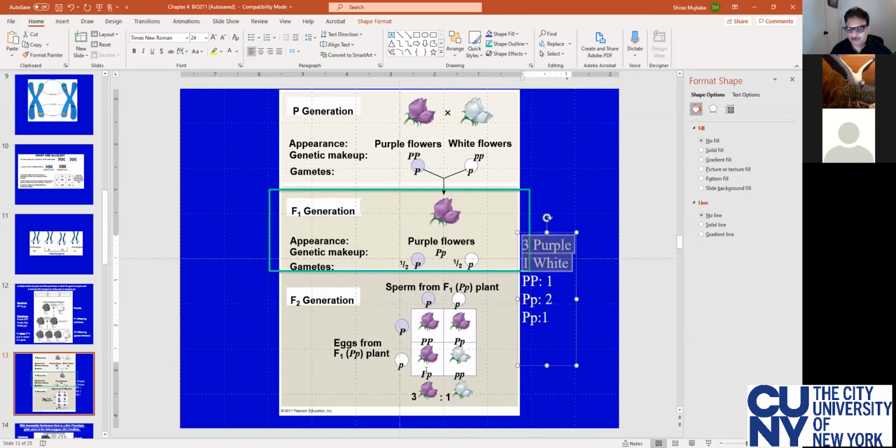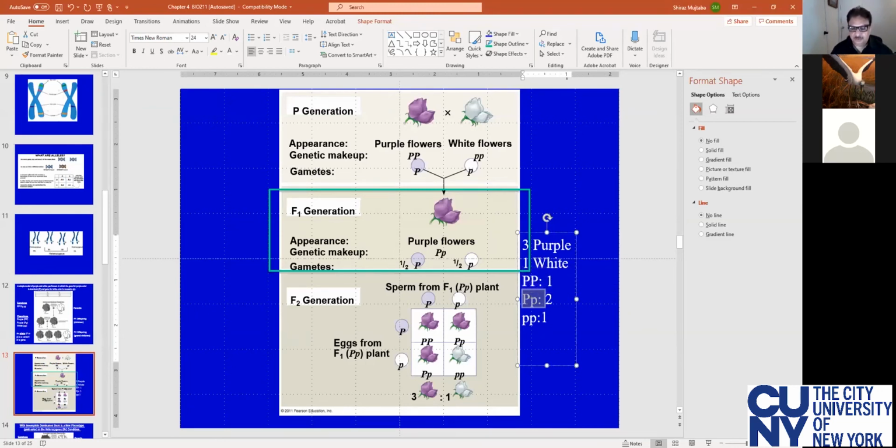So 3 purple flower, 1 white flower, 3:1. 1:2:1 is the genotype: 1 homozygous dominant, 2 heterozygous, and 1 homozygous recessive, which is small p.